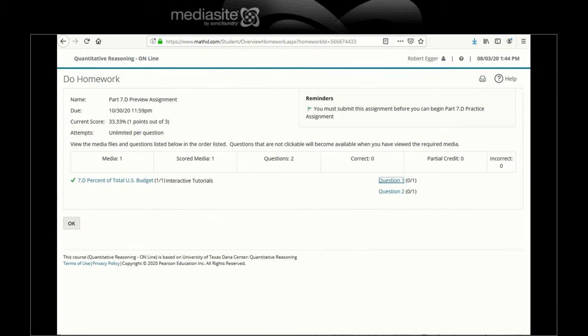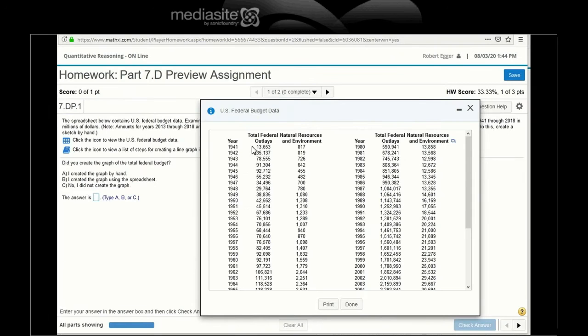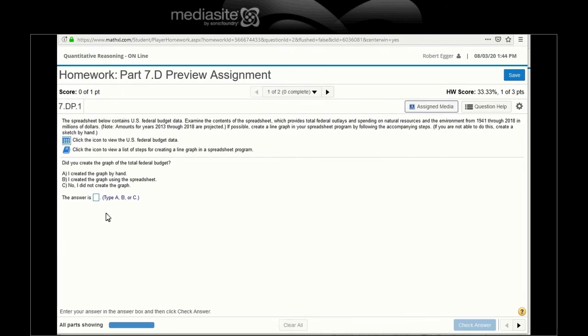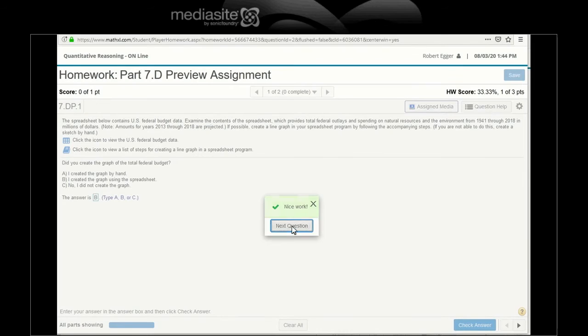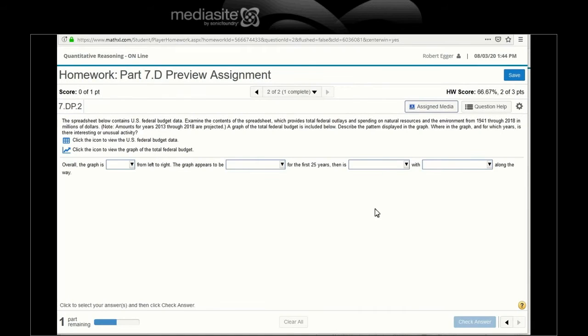Oh, here we go. So we created a graph by using a spreadsheet. Yay! Okay.